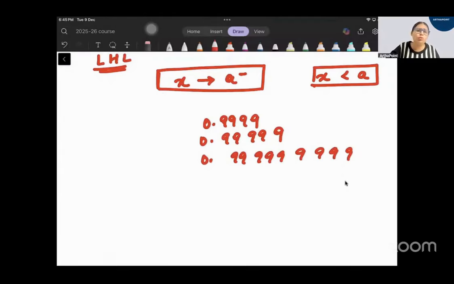Whereas when we talk about the right hand limit, it means that we are going towards. I think there are some annotations here. Can you just see? Probably I see some blue lines in between. Just have a look once, okay?